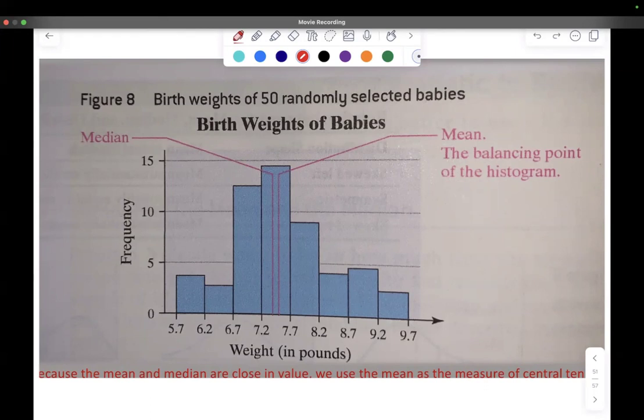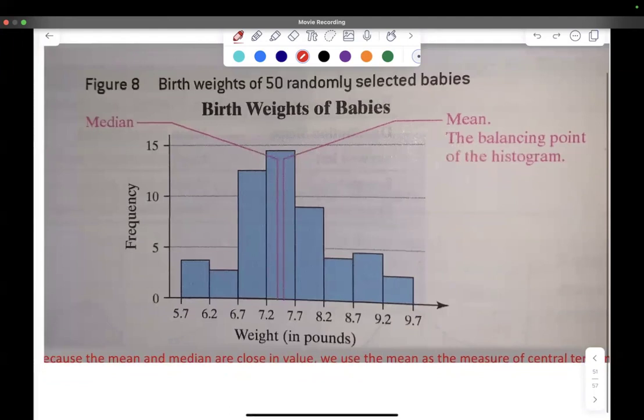So this right here is something you're going to write down. If your mean and your median are really close to each other, if you have a symmetric distribution, you want to use mean. So this is what it says down here. When they're symmetric, I have a table coming up that'll help you. Use mean.